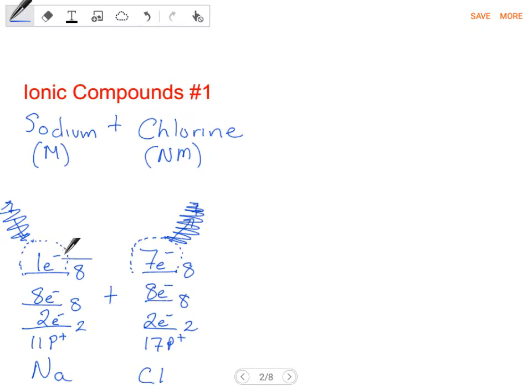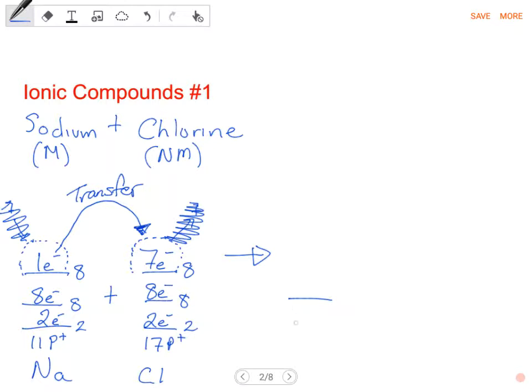We've decided that we don't want this 1 electron here. But guess what? The chlorine will take it. That is a transfer. The electron has moved, physically moved, from the sodium to the chlorine. So basically, what's going to happen now is this is the new way it looks.